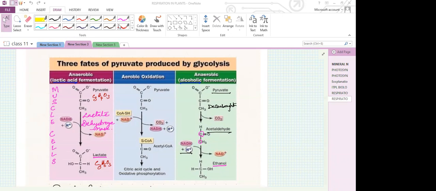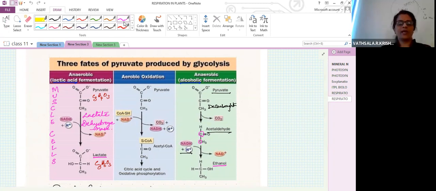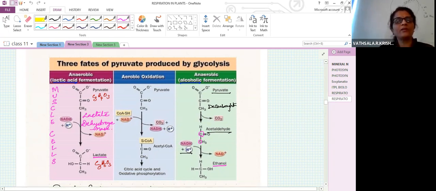Yes. So what is the fate of pyruvate? Pyruvate has three fates. Anaerobic, that is lactic acid fermentation and alcoholic fermentation, and the pyruvate which enters in the form of acetyl coenzyme A into the matrix of the mitochondria, where the Krebs cycle occurs. So these are the three fates of pyruvate.